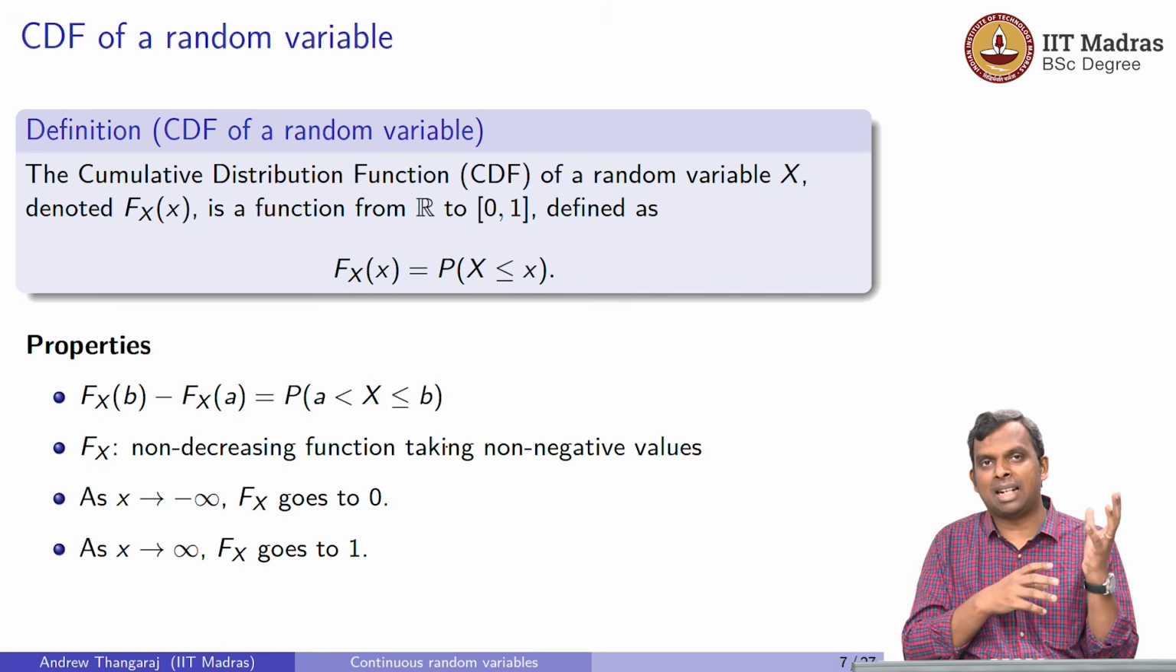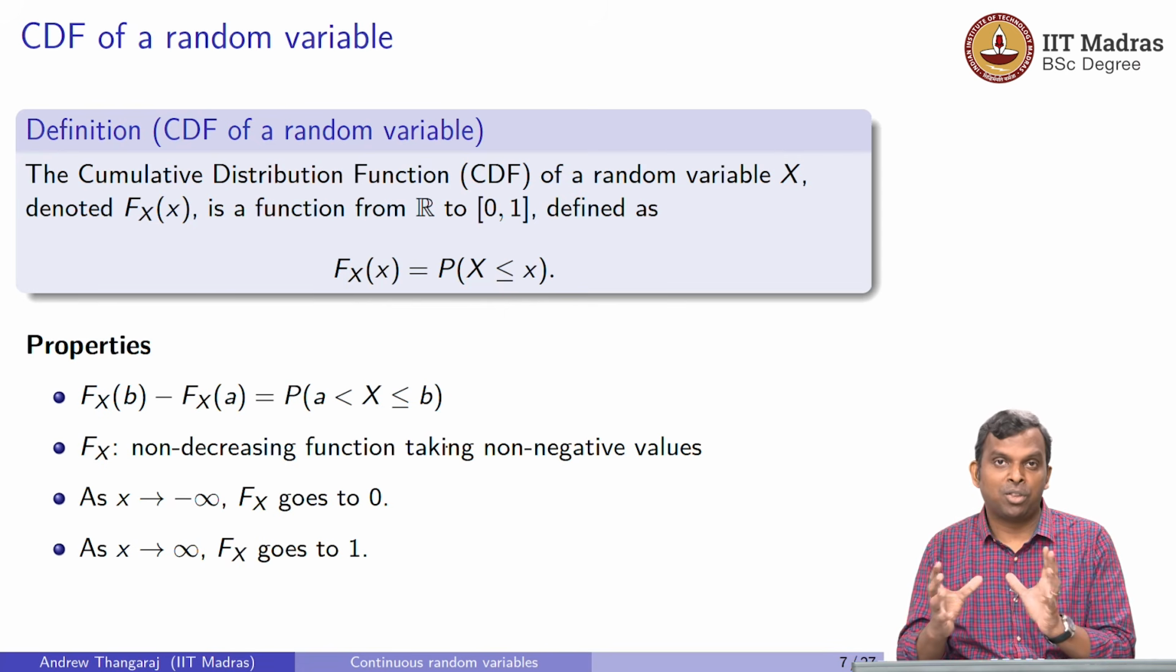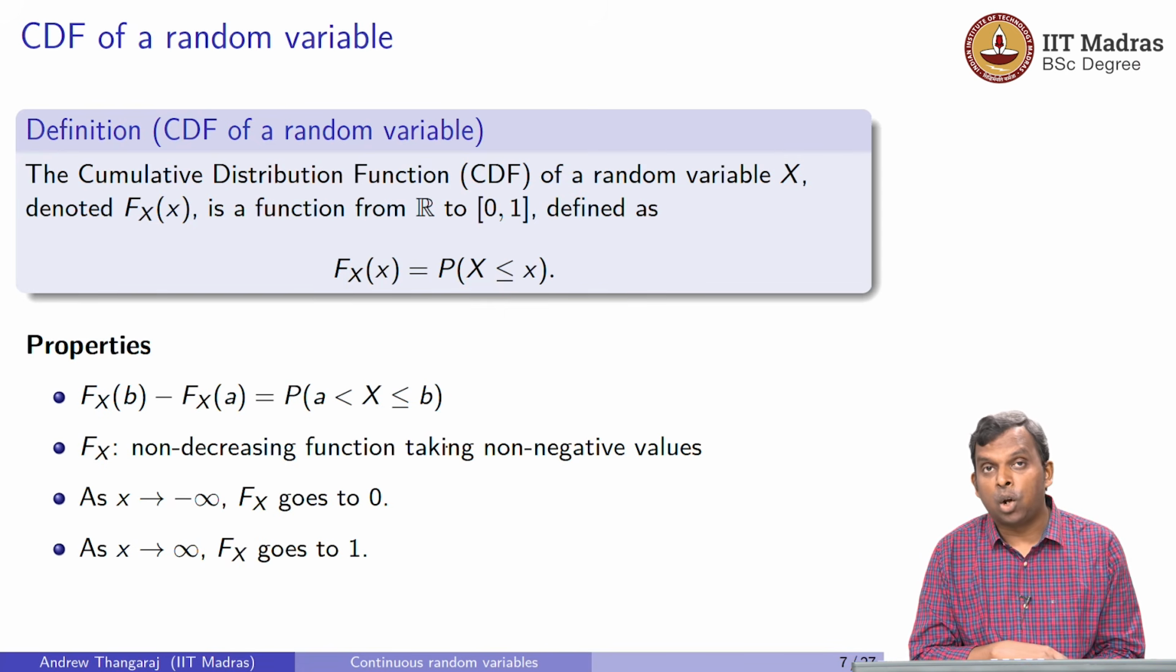So you go back to your basic axioms about probability. When you have a bigger event and there's a smaller event inside it, the probability of the bigger event is bigger. Okay, so because of that reason, Fx is a non-decreasing function.